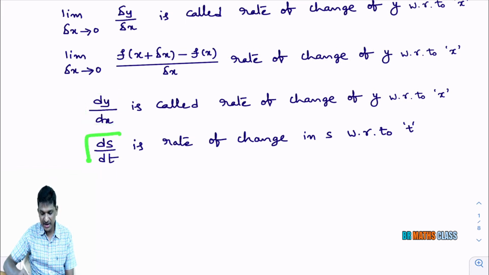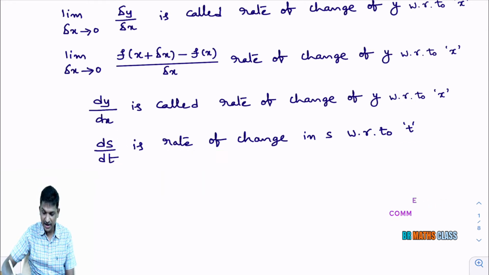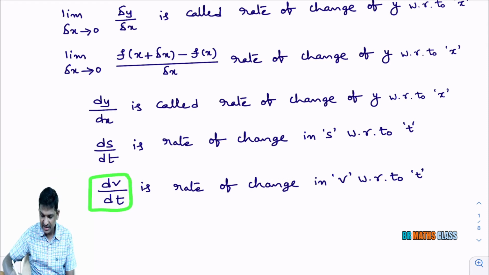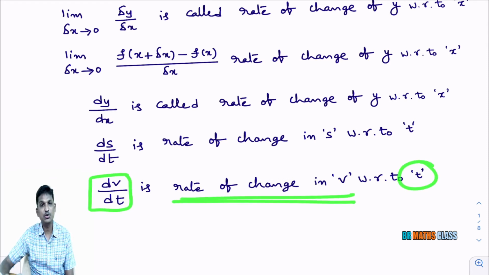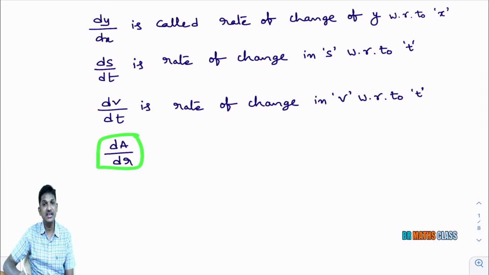What is ds by dt? ds by dt is the rate of change in s with respect to t. I hope you are understanding. From this, we can say dv by dt also. What is dv by dt? dv by dt is the rate of change in v with respect to t. What is dA by dr? dA by dr means the rate of change in A with respect to r. I hope you got the point.